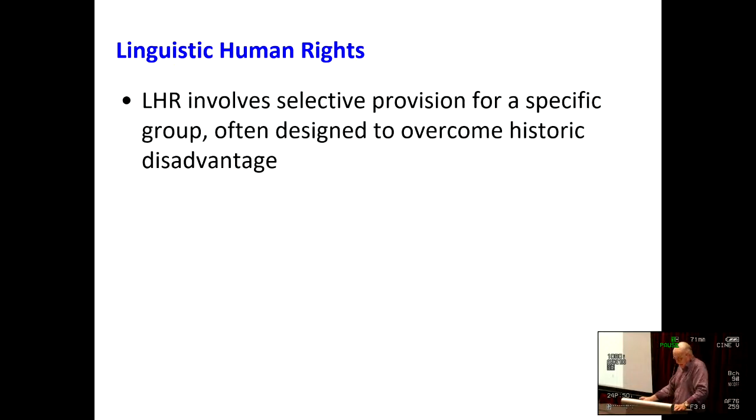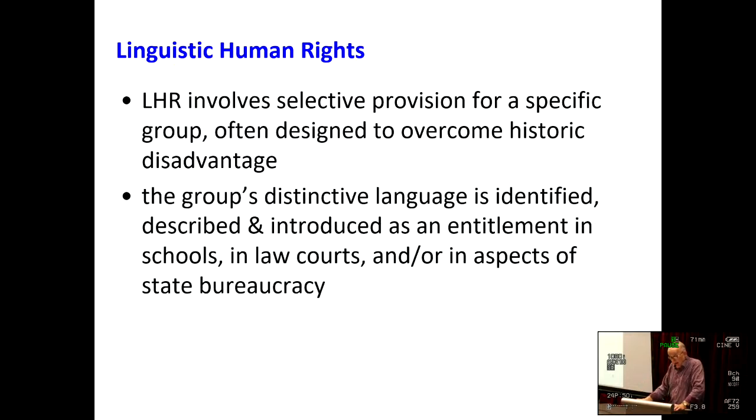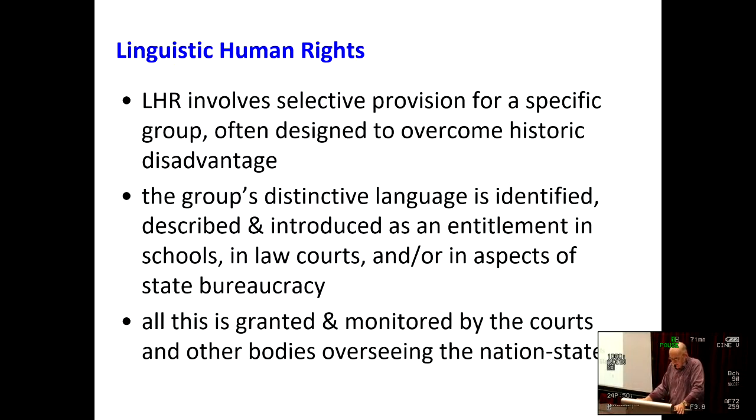This is better. Okay. In this linguistic human rights approach, there is selective provision for specific groups, and this is often designed to overcome historic disadvantage. The group's distinctive language is identified, described, and introduced as an entitlement in institutional activities, in schools, law courts, aspects of state bureaucracy, and it's the courts and other bodies overseeing the nation-state that grant and monitor all this.